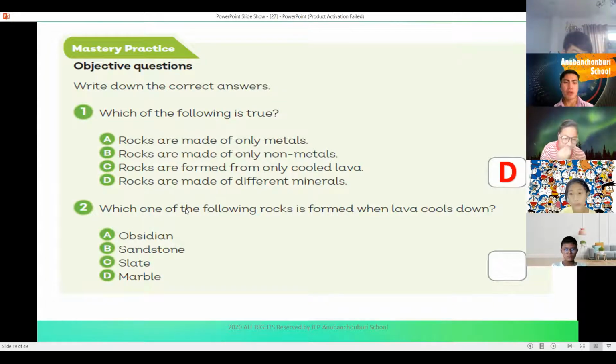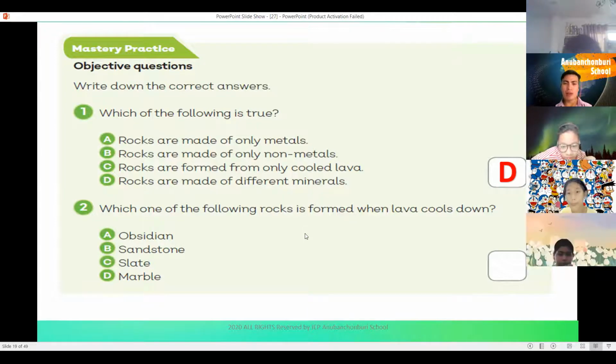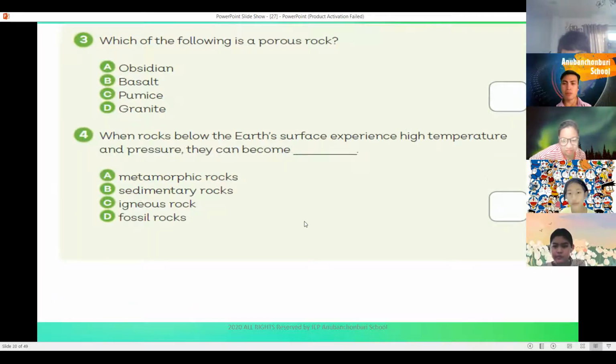Very good. Which of the following rocks is formed when lava cools down? Come on, anybody can answer. Just turn on your microphone. This is just a review. A. Obsidian, very good, because the rest, sandstone is sedimentary, slate is metamorphic, and marble is metamorphic.